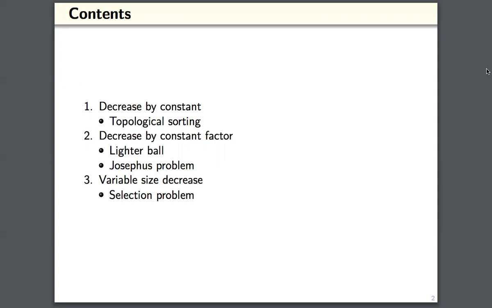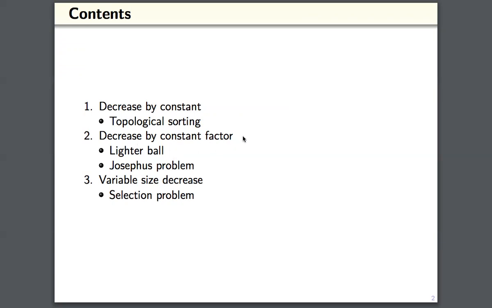Okay, so there are three types of decrease and conquer. Decrease by constant, decrease by constant factor, variable size decrease. So we will understand this one by one. Decrease by constant, we will see one example. Decrease by constant factor, we will see two examples here. Binary search is also in this category, decrease by constant factor.